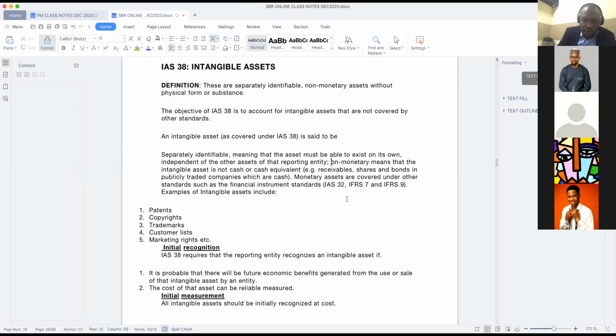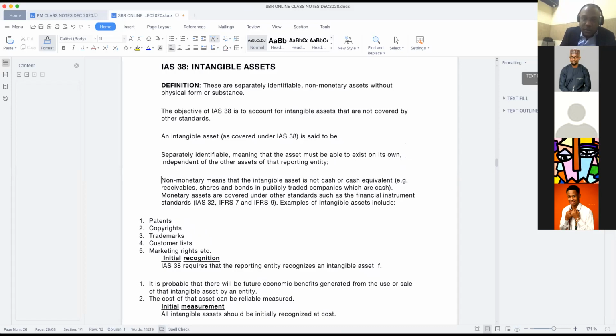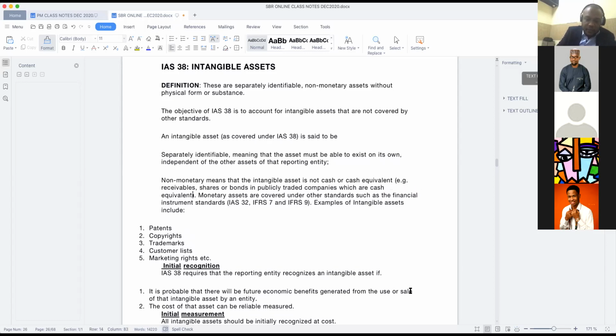Non-monetary. By definition, we've already done what non-monetary is. So non-monetary means that the intangible asset is not cash or a cash equivalent, e.g. receivables, shares, or bonds in publicly traded companies, which are cash equivalents. And then monetary assets are covered under standards such as financial instrument standards.